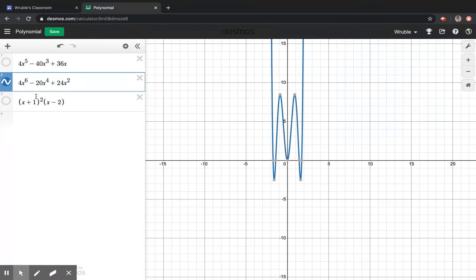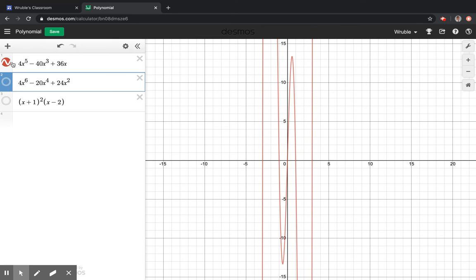And when we look at it, we do see that at every zero, it crosses. It's not tangent for each one of those. So that's because at each one of those zeros, it had an odd exponent.